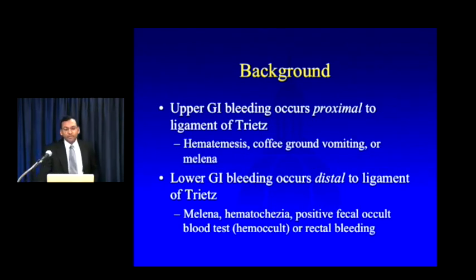Now, from a definitional perspective, GI bleeding can be broadly divided into two types. There's upper GI bleeding, which occurs proximal to the ligament of Treitz, and then there's lower GI bleeding, which occurs distal to the ligament of Treitz. And each of these two forms of bleeding is associated with its own unique form of clinical symptomatology. Now, that being said, even though in most cases the physician will be able to tell clinically whether it's an upper or a lower GI bleed, there are going to be cases where it's more ambiguous and where you're not going to be certain where exactly the bleeding is coming from.